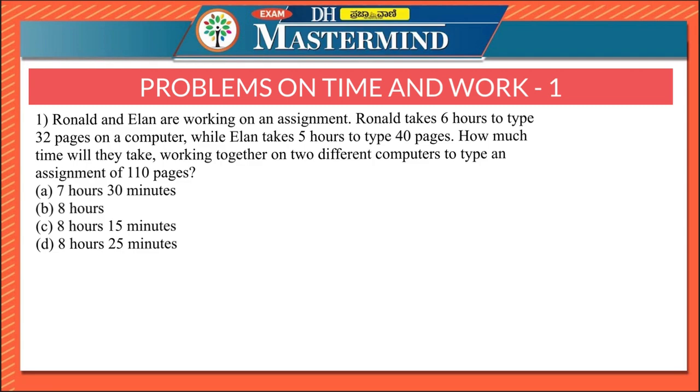First question says Ronald and Elon are working on an assignment. Ronald takes 6 hours to type 32 pages on a computer while Elon takes 5 hours to type 40 pages. How much time will they take working together on two different computers to type an assignment of 110 pages? So now let us solve this question.